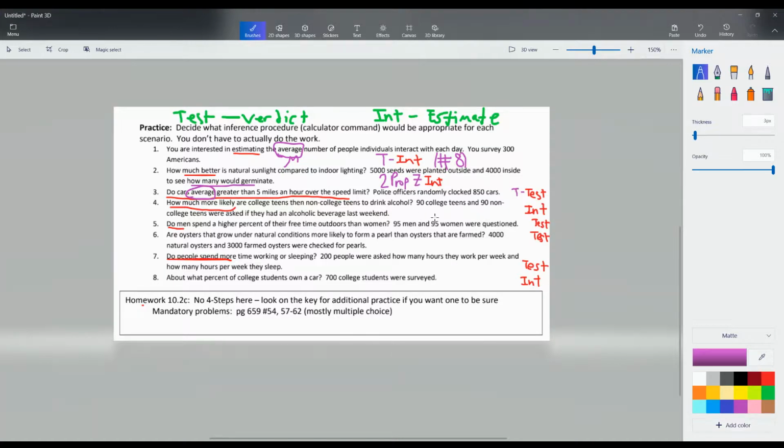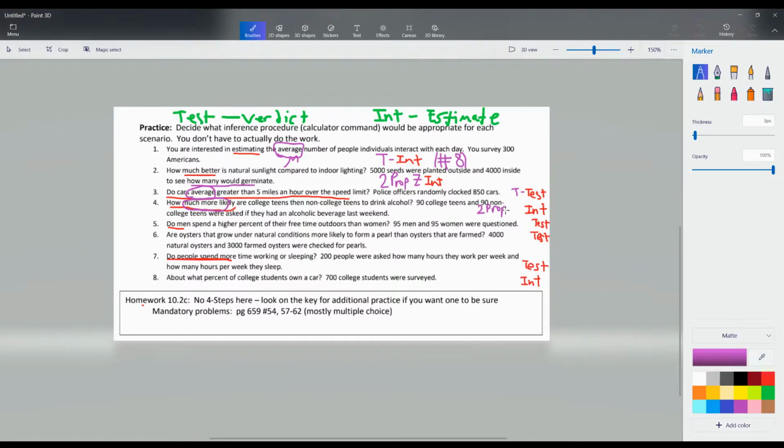Number 4 is another dicier problem here. How much more likely are college teens than non-college teens to drink alcohol? But the key is how much more likely. They are 10% more likely, 20% more likely. They don't make it easy on us and say the word percent, but that's what they're looking for right here. So I would argue this one. It's 2 groups, college teens, non-college teens. So it is going to be a 2 proportion, which is what we call the groups in a P problem.